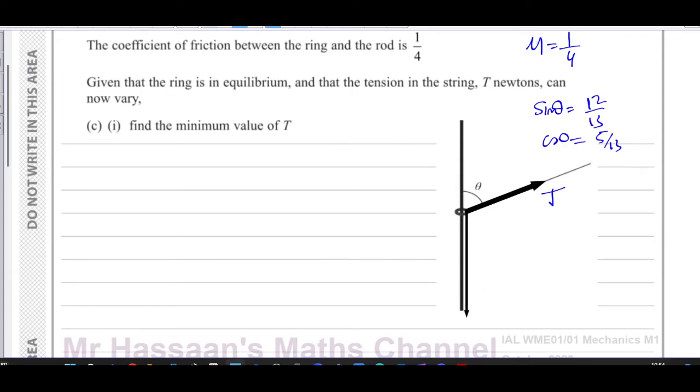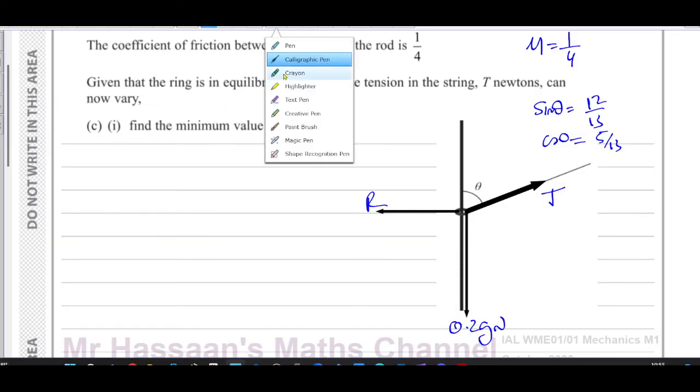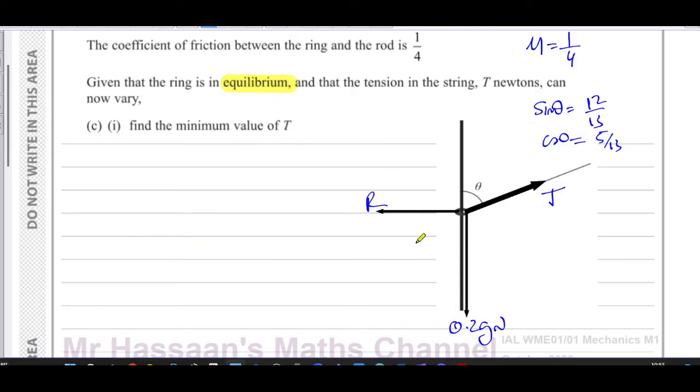Okay, 0.2 G newtons. You have the reaction force. Okay, those are the forces acting. But now it says, given that the ring is in equilibrium, so it's still in equilibrium. It's not moving. And the tension can vary in the string. Find the minimum value of T.